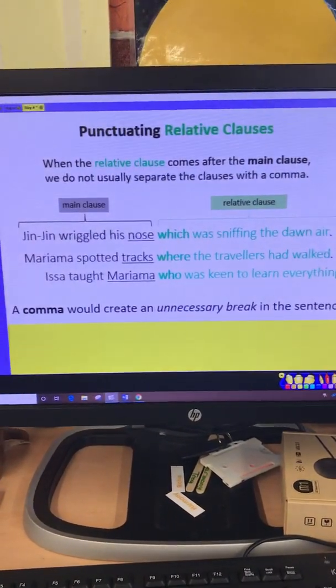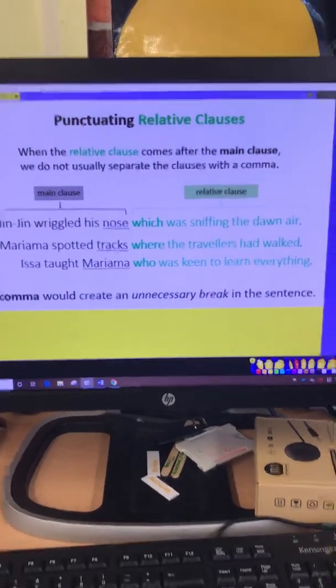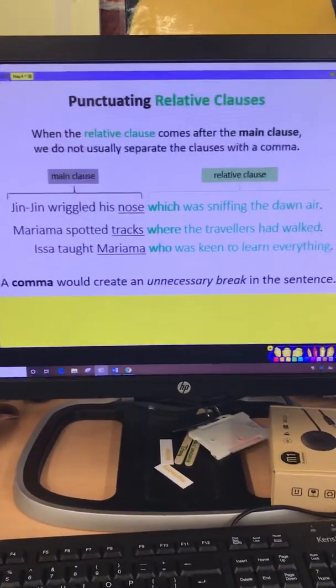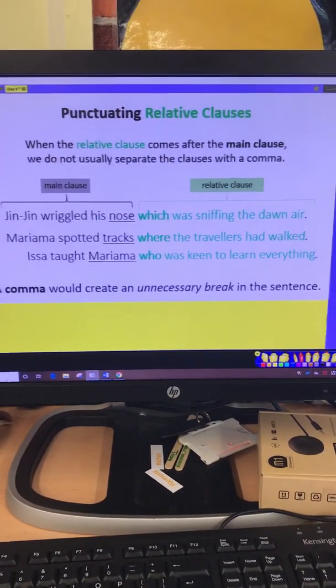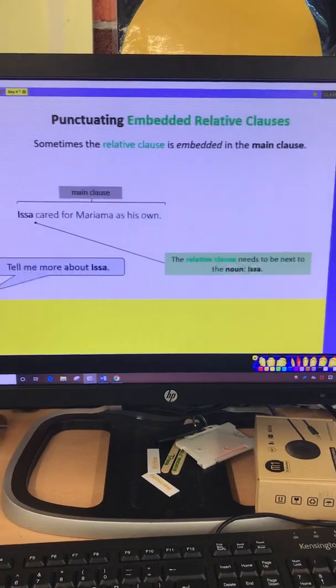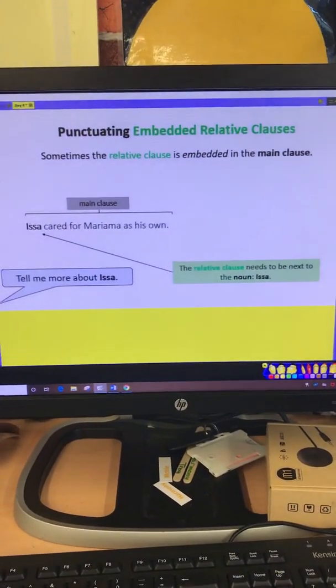When the relative clause comes after the main clause, we don't need to use commas, okay, because they would create an unnecessary break. So in most of the examples we've seen so far, we've had the main clause and then the relative clause. However, sometimes the relative clause is embedded in the main clause.